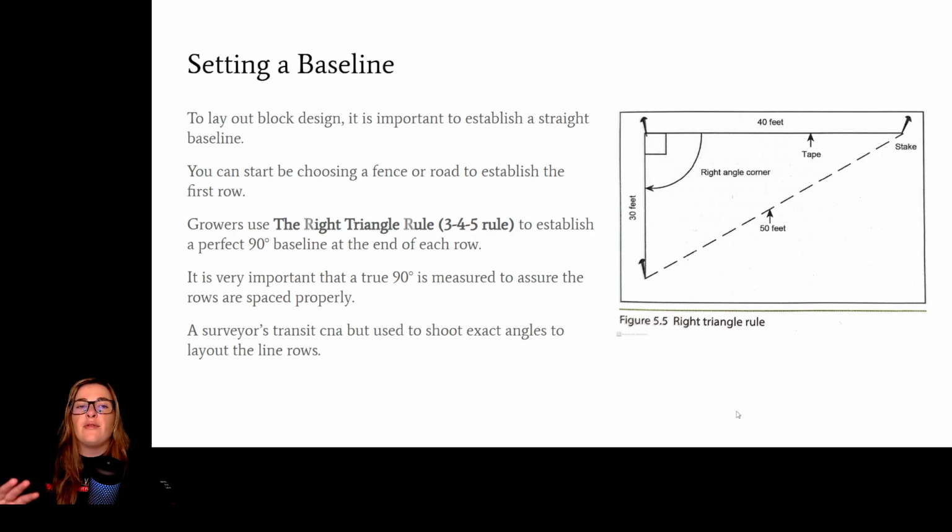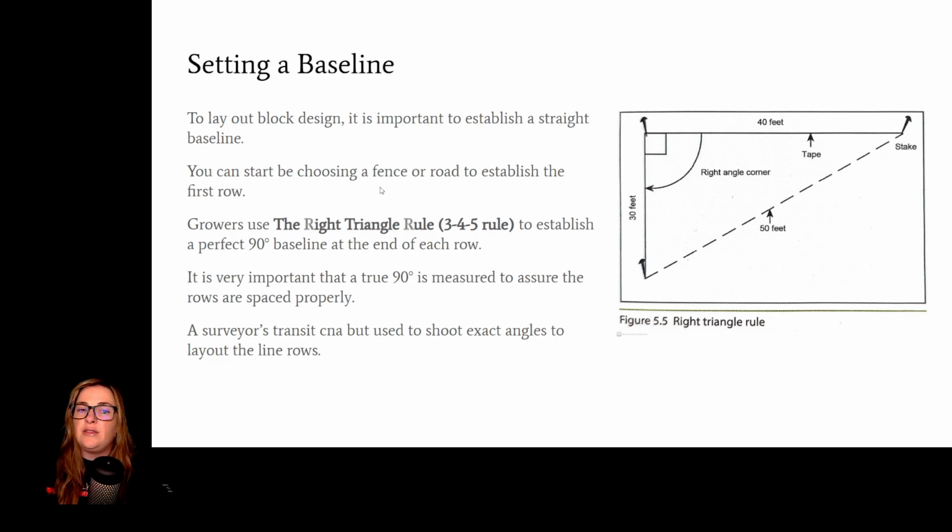Cool. So you have your blocks. Then it comes time to set a baseline, right? So you would ideally need straight rows, so that you can pace everything out in a way that it's consistent. You have consistent spacing and everything, so you can fit machinery, tractors, etc. through, right? So establishing a baseline is extremely important.